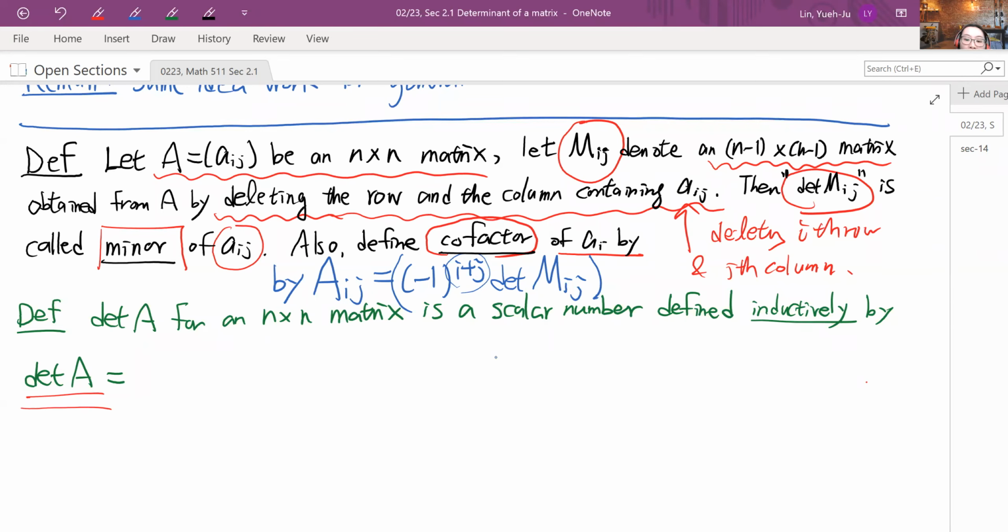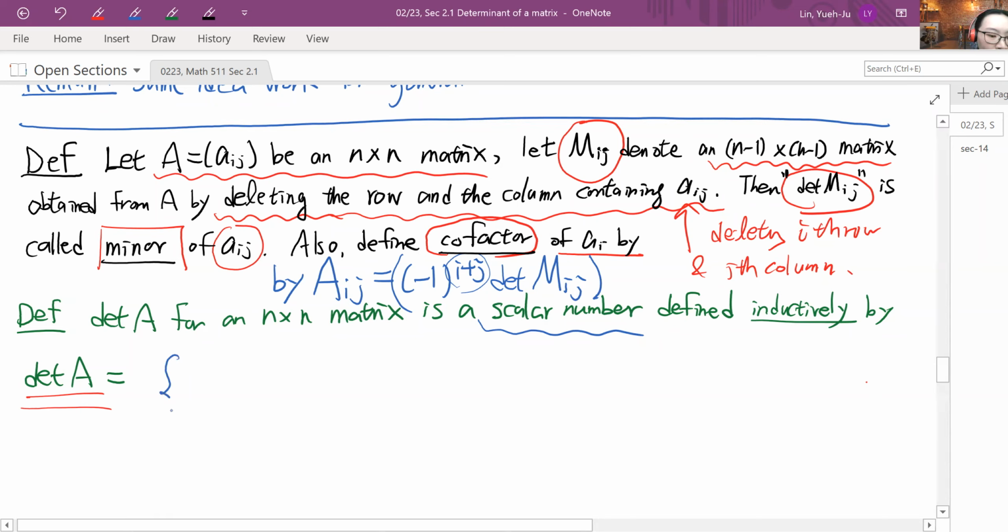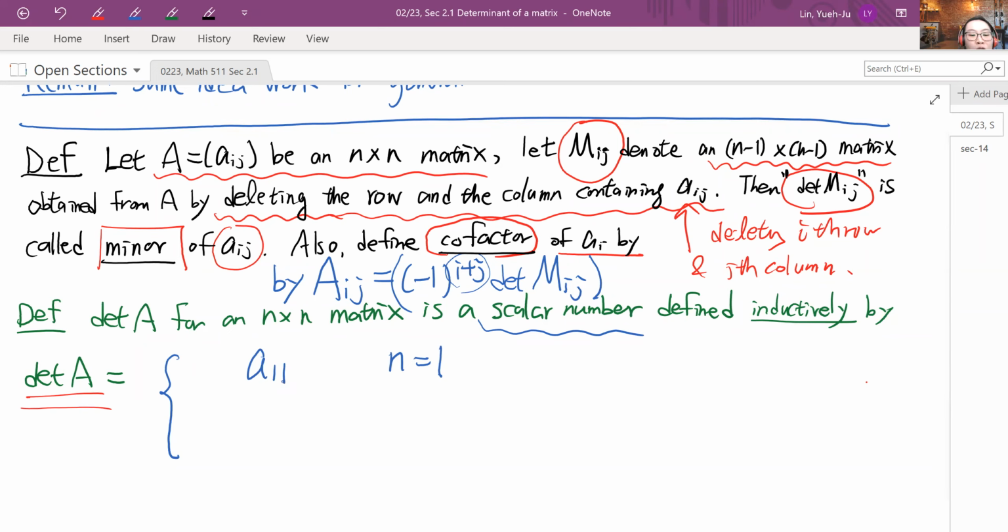We say determinant A is essentially just a scalar number defined inductively, because we go from 3 dimension to 4, 4 to 5, or the other way around, depending on how you view it. So we define it in this way. If the dimension is 1 by 1, n equals 1, then we already know determinant A should be just whatever the only number there is. If it's higher, like 2 by 2, 3 by 3, anything higher, then we have this formula we just saw.